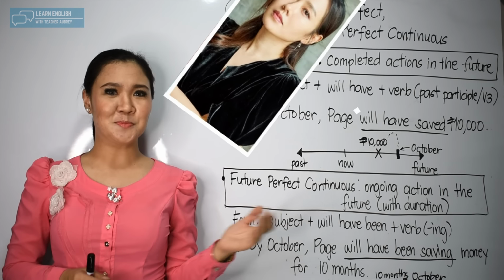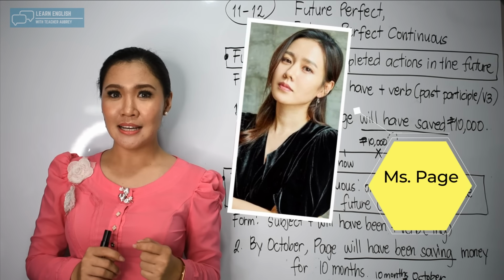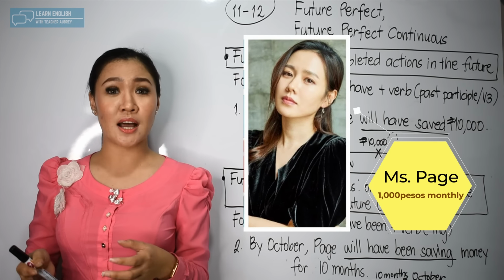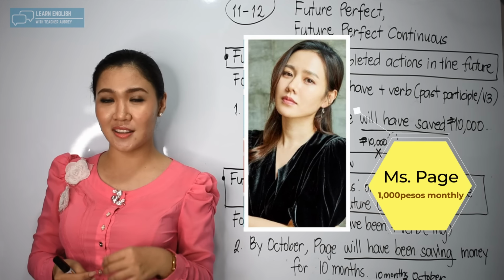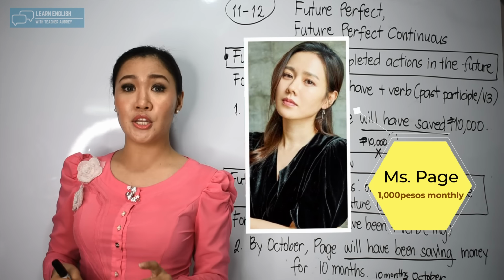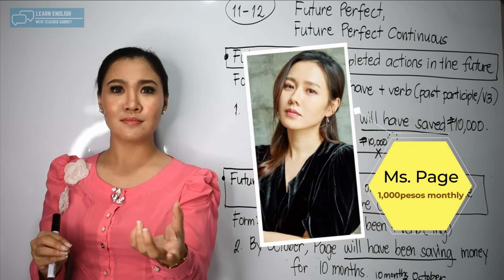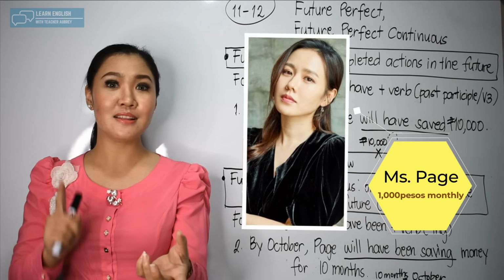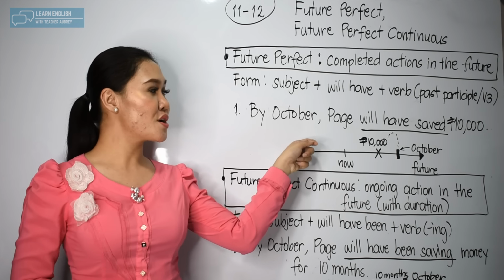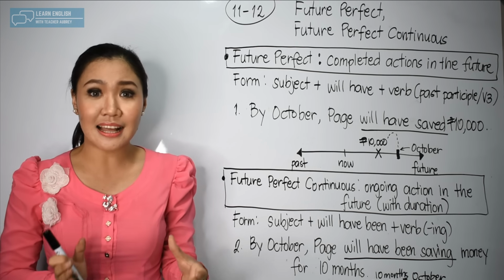Sabihin natin, ayan, yung magandang yan, si Paige. Si Paige ay nagdesisyon noong December na mag-ipon ng 1K monthly or 1,000 pesos monthly. Magsa-start daw siya na pagsabit ng January 2021. At eto na nga, nagsimula na siyang mag-ipon. At ginawa niya yung pag-iipon ng 1,000 monthly sa loob ng 10 buwan. Kaya naman, pagsapit ng October ng taong ito, mayroon na si Paige na 10,000 pesos. So in this sentence, basahin natin. By October, Paige will have saved 10,000 pesos. Ginamitan natin dito ng future perfect.